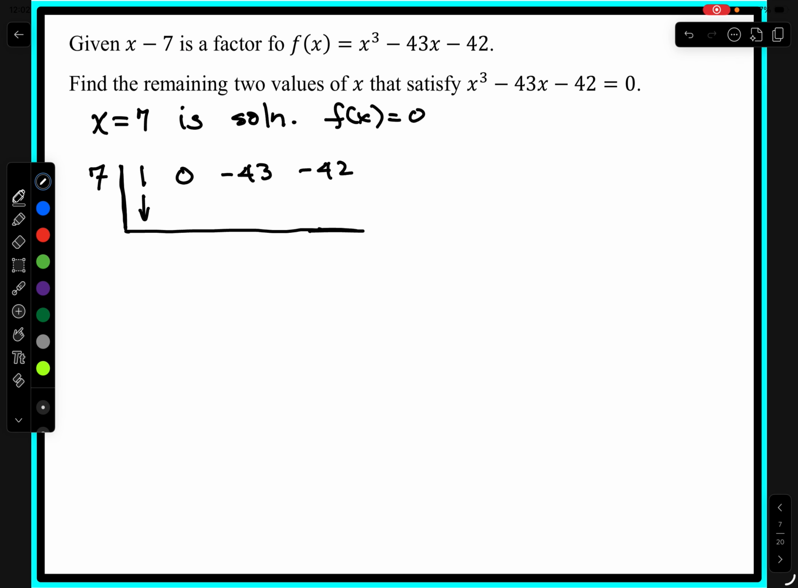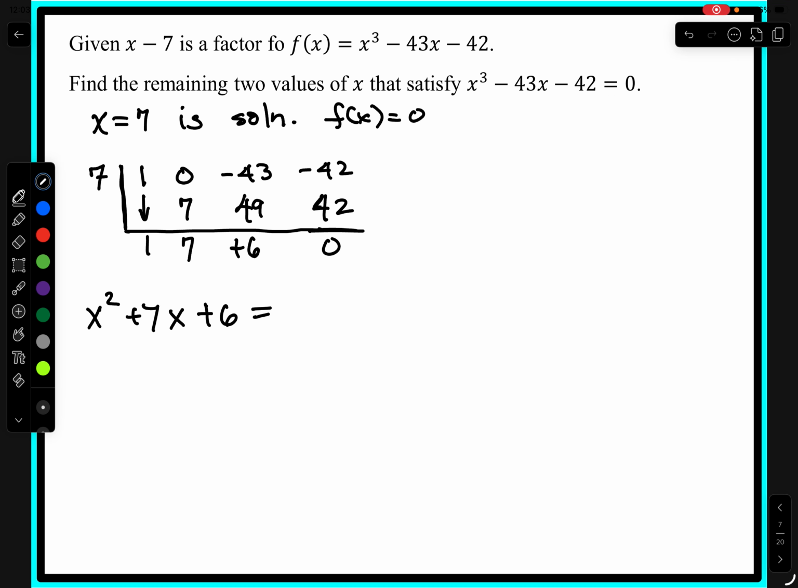So we're going to bring down the 1, multiply, and add. Multiply, add. Multiply. Sorry, that's positive 6. And now adding, that's going to become 0. So we have 1x to the second power plus 7x plus 6.